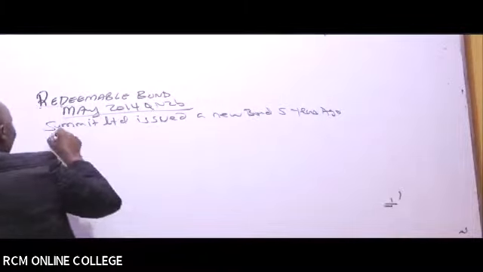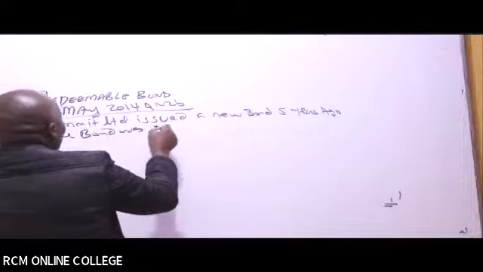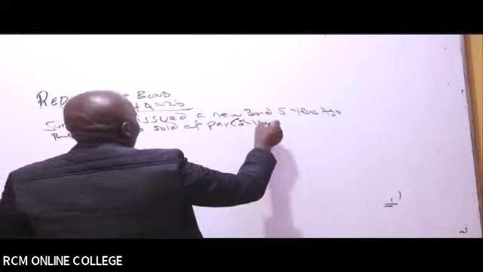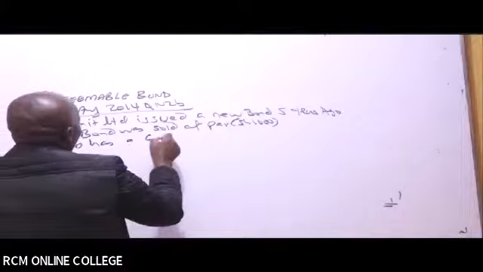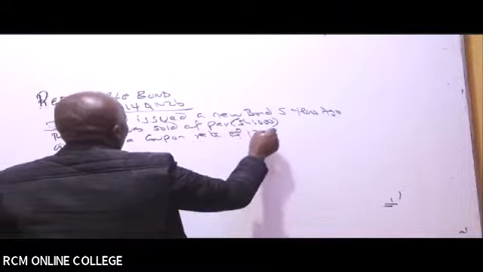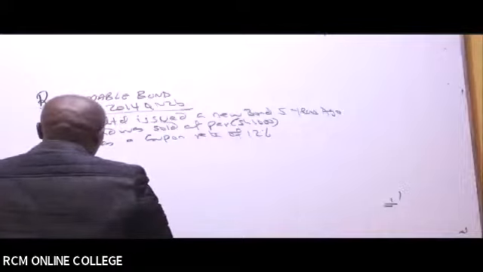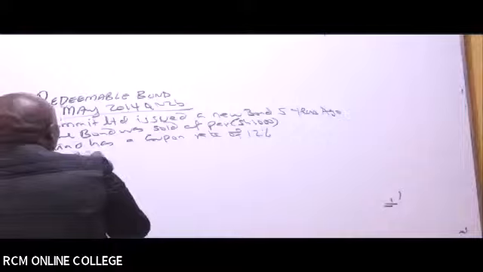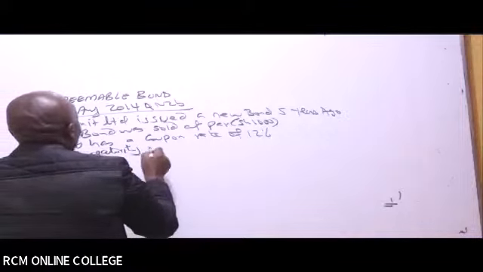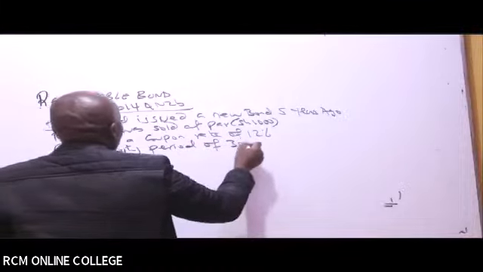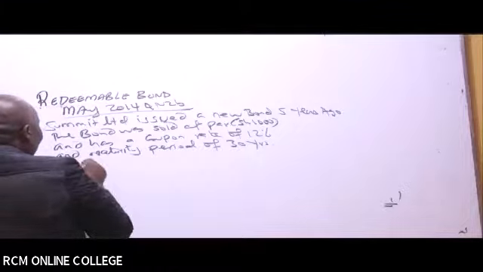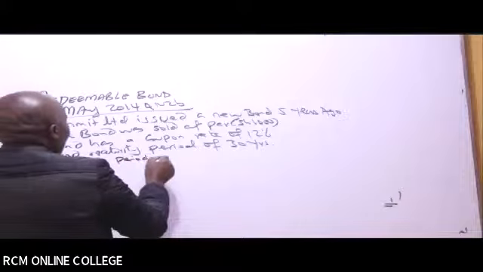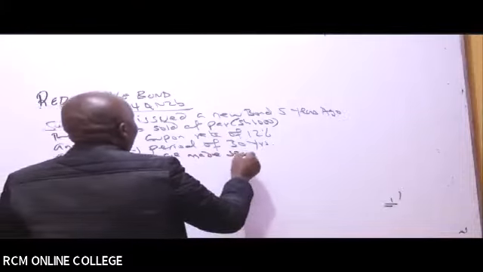The bond was sold at par, shillings 1,000, and has a coupon rate of 12% and a maturity period of 30 years. Coupon payments are made semi-annually.